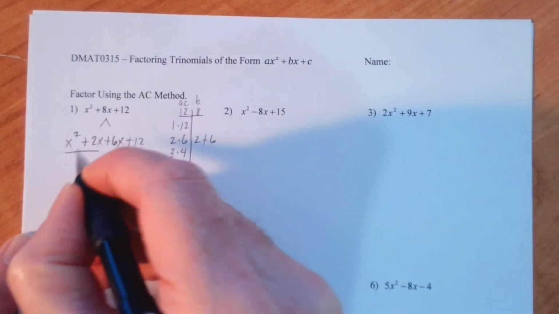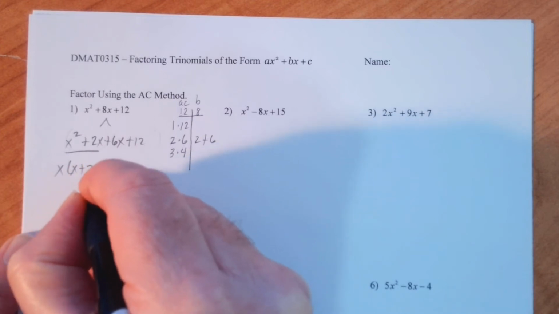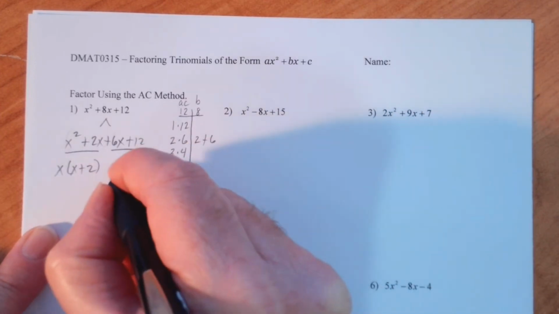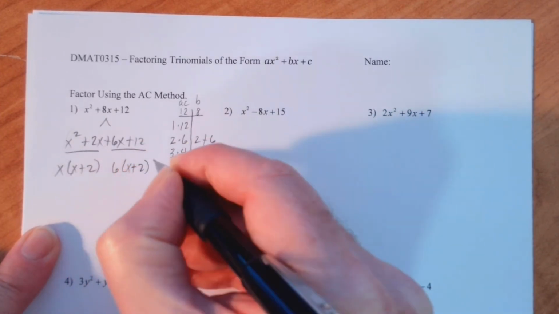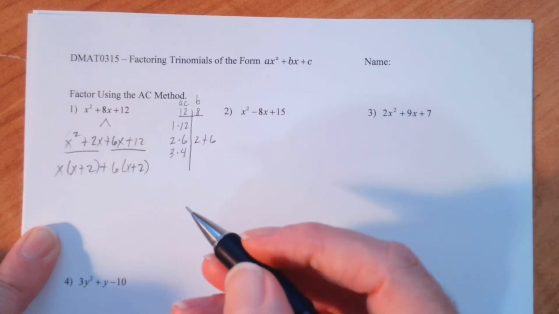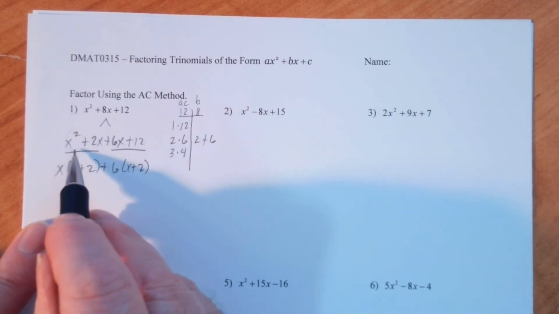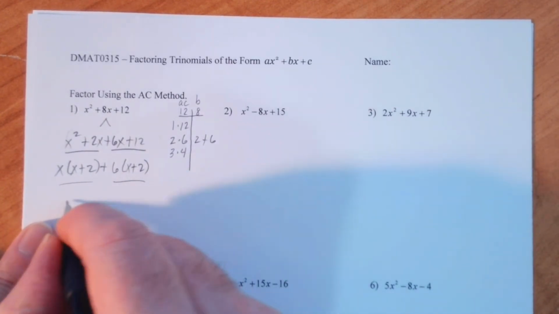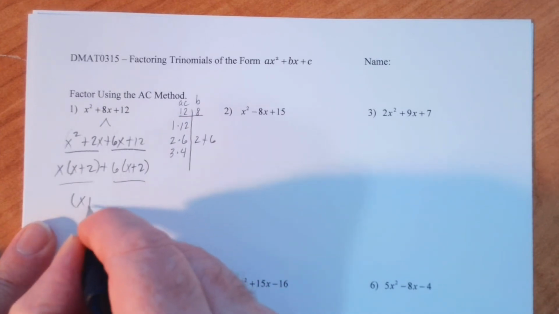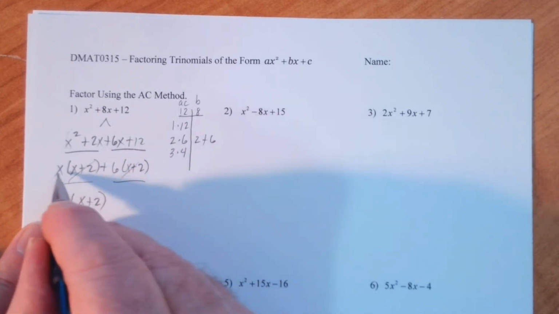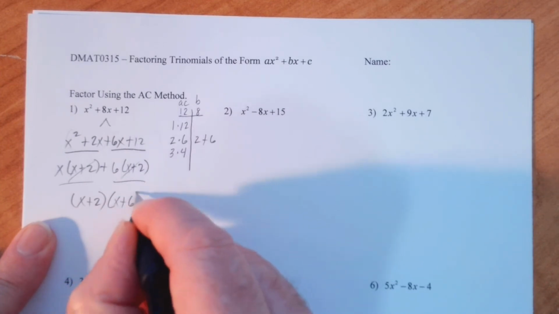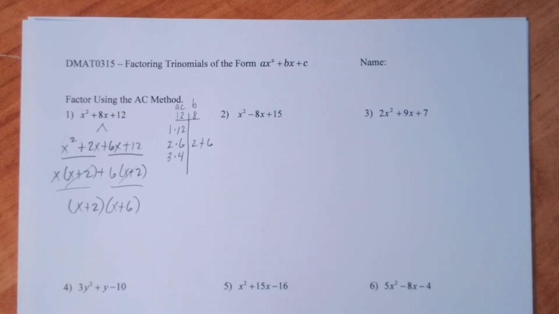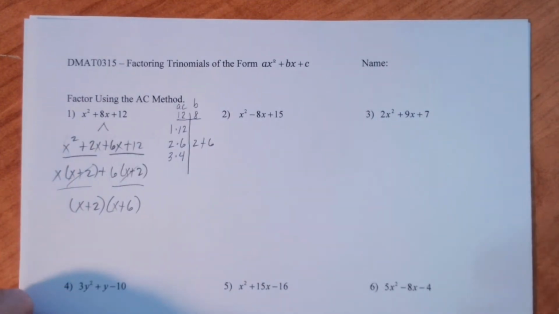And so now we can factor by grouping. We can factor out an x. We get x times x plus 2. And then when we factor by grouping here, it's going to be 6 times x plus 2. And I need a plus in between. Notice if you multiply here, this is equal to that. If you multiply here, this is equal to that. So now we have 2 terms with a common factor of x plus 2. And you can see the other factor will be x plus 6. I am assuming that you know how to factor by grouping in this video. That's what we did before we got here.